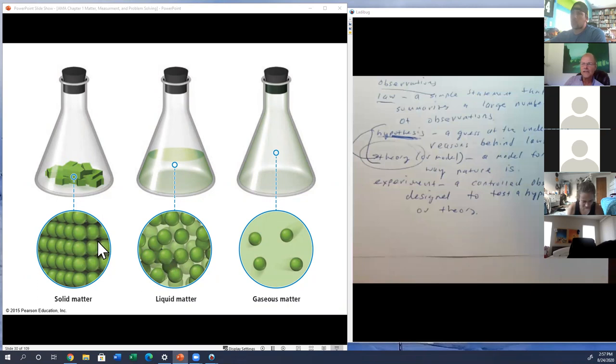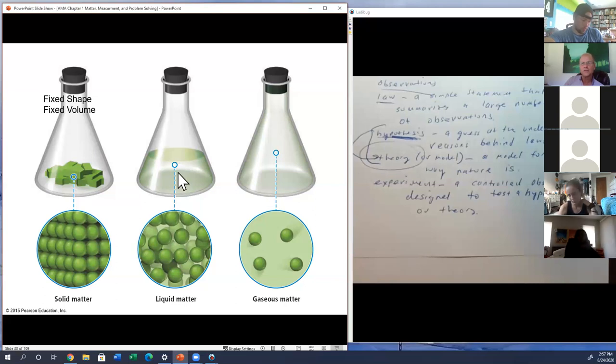In liquid, that structure breaks down. They're still touching and very close to each other, but they're no longer in that crystalline lattice. And in the gas, they've broken free of each other and are bouncing off the walls of the container, kind of like this, okay? A solid has a fixed shape and a fixed volume. You can't change the volume or the shape of a solid unless you really put a lot of pressure on it. A liquid assumes the shape of its container, but it still has a fixed volume just like a solid, but it does not have a fixed shape. And then, of course, a gas has neither of those.